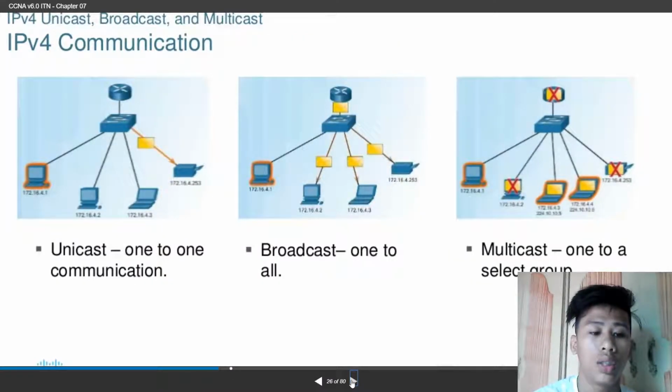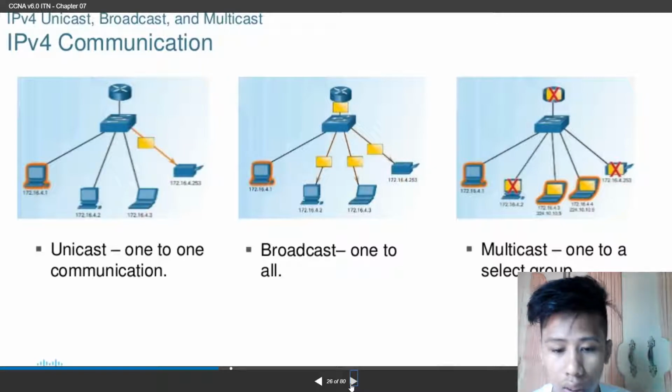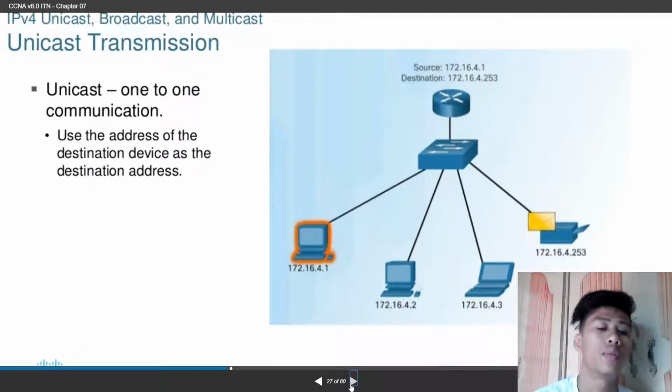IPv4 communication has three types: unicast, broadcast, and multicast. Unicast is one-to-one communication, broadcast is one-to-all, and multicast is to a selected group. The first one is unicast transmission, which uses the address of the destination device as the destination address.